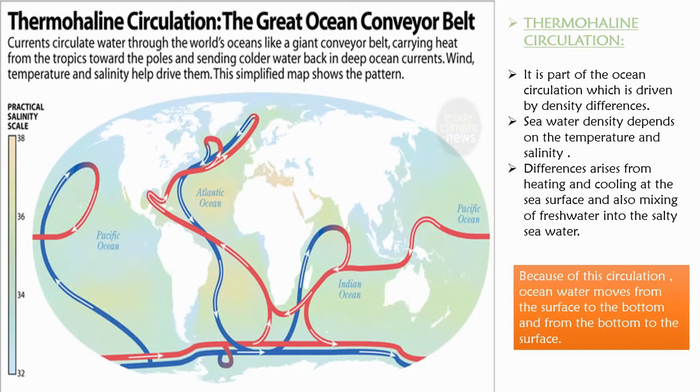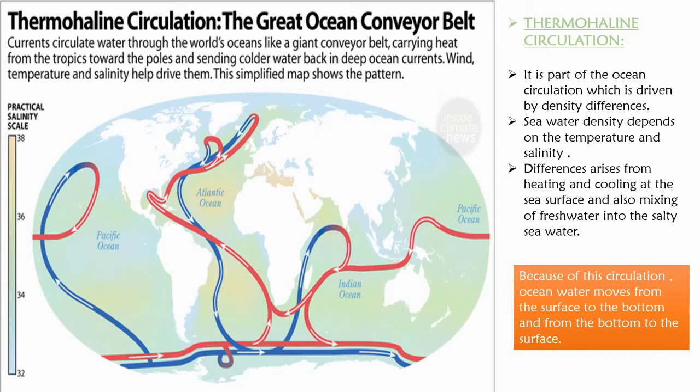Because of this thermohaline circulation, ocean water moves from the surface to the bottom and from the bottom to the surface. Warm water is transferred to the bottom from the surface and the nutrient rich cold water is circulated to the surface. Thermohaline circulation is sometimes called the ocean conveyor belt, the Great Ocean Conveyor Belt, carrying heat from the tropics towards the poles and sending colder water back in the deep oceans.